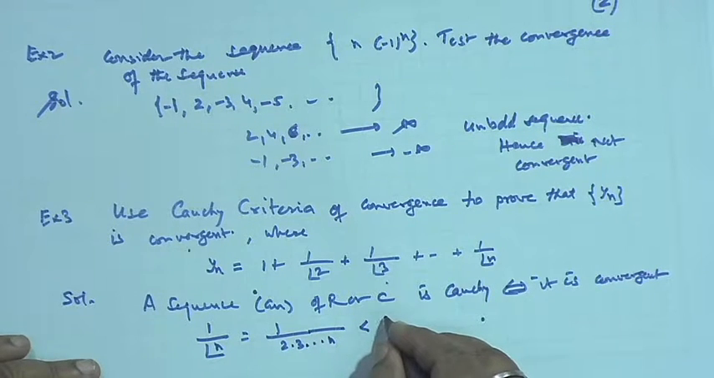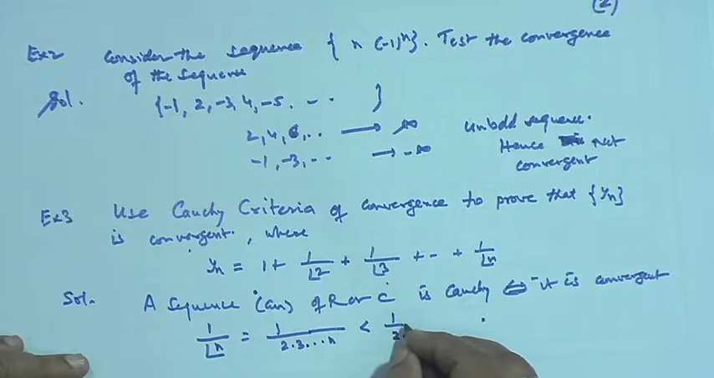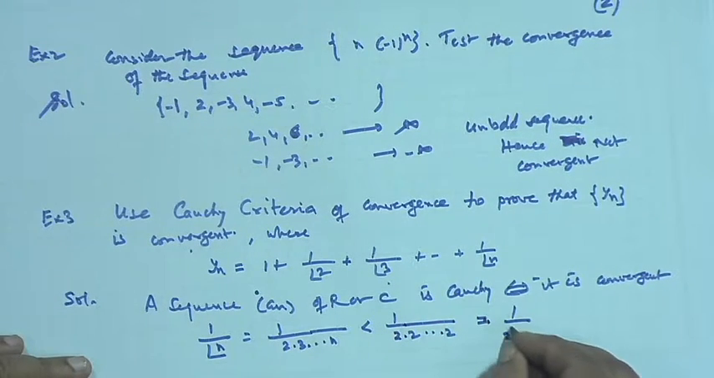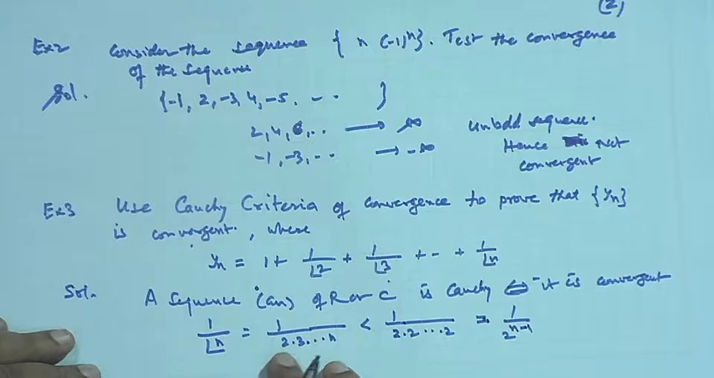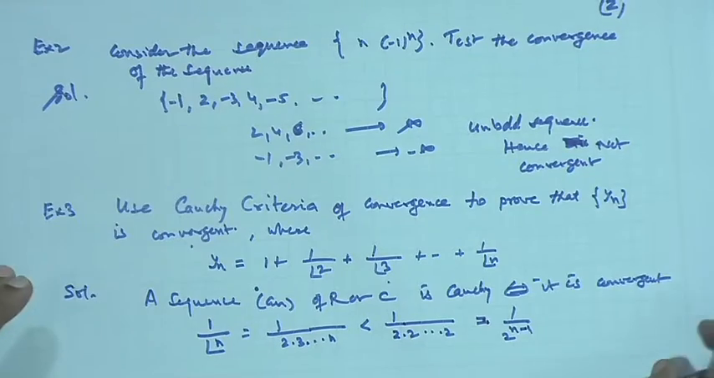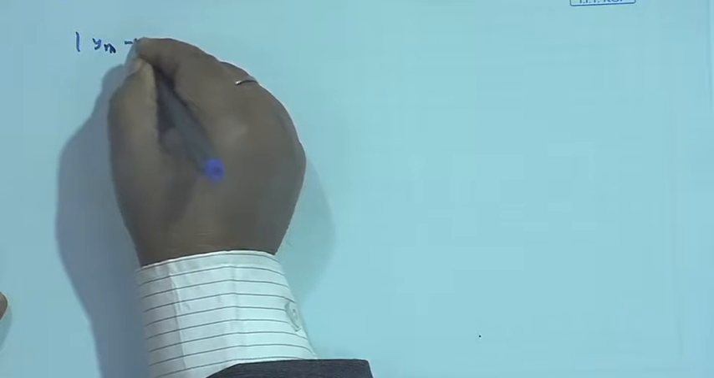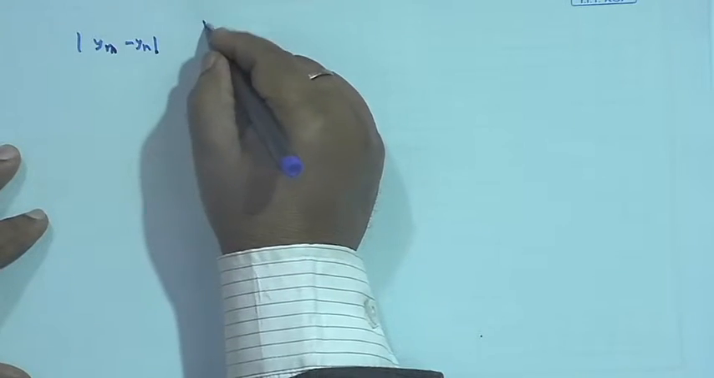Now, each term is less than or equal to 2. So, can we say 1 by factorial n is strictly less than 1 by 2 to the power n minus 1? Is it okay? Because 3 is greater than 2, so 1 by 2 is greater than 1 by 3, and like this. Using this, we now consider ym minus yn, where I am choosing m greater than n.